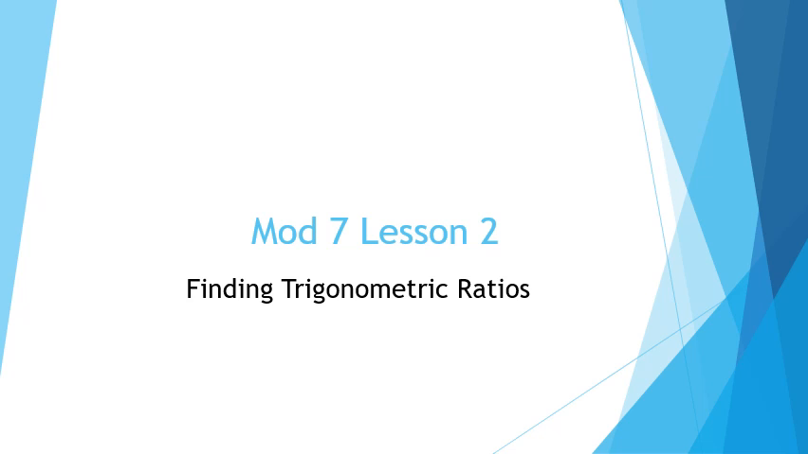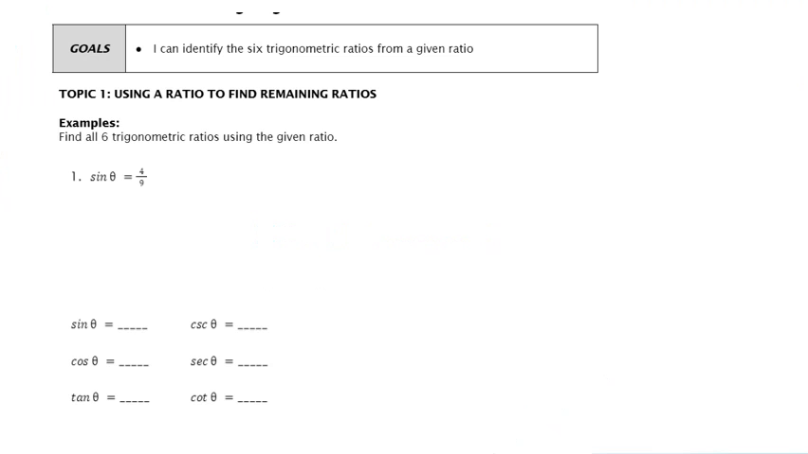This is the video for Mod 7, Lesson 2, Finding Trigonometric Ratios. The goal of this section is really just building on what we did in the last section. We're going to identify our 6 ratios using a given ratio. This question tells you the sine of theta is 4/9, and our goal is to find the remaining trig ratios we would use here.